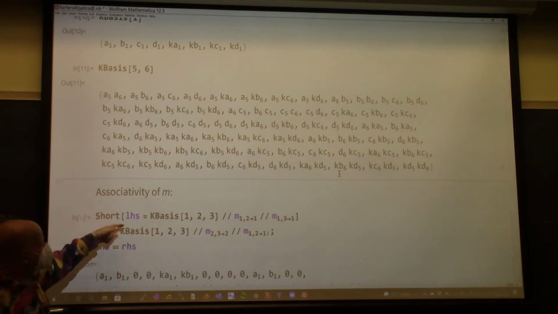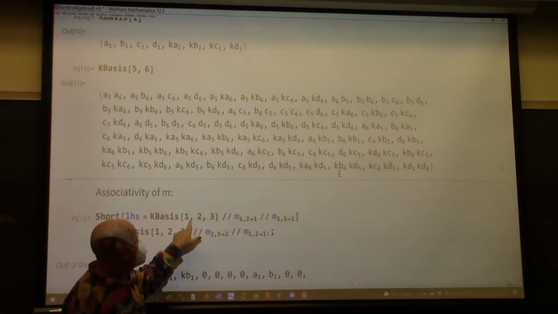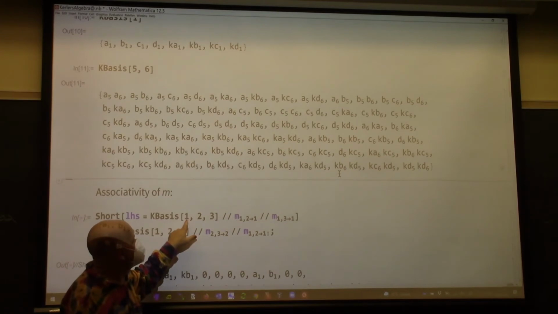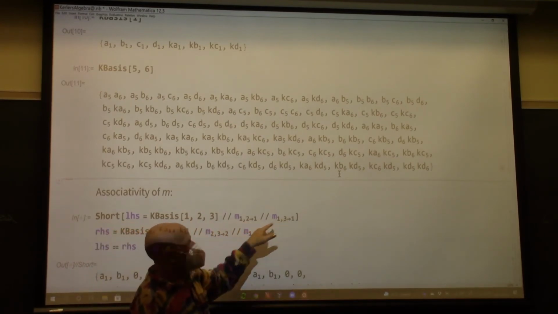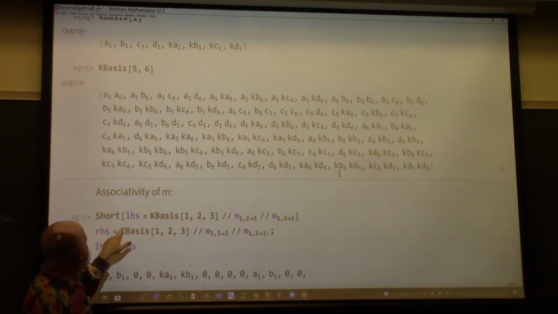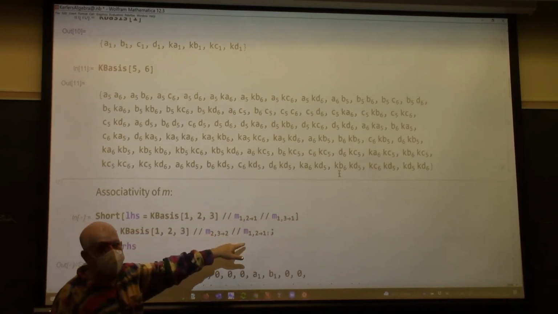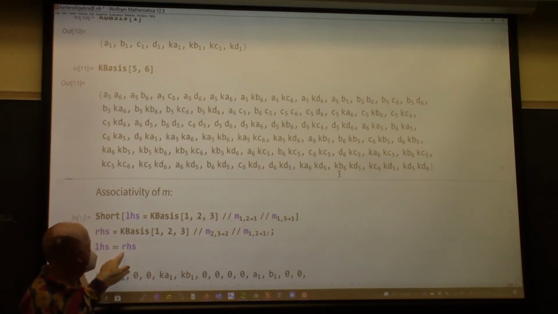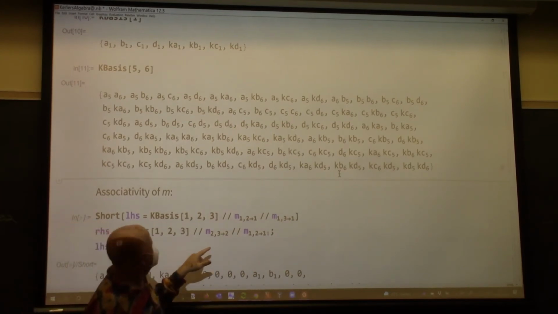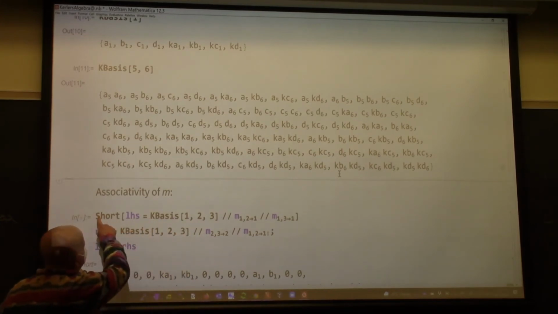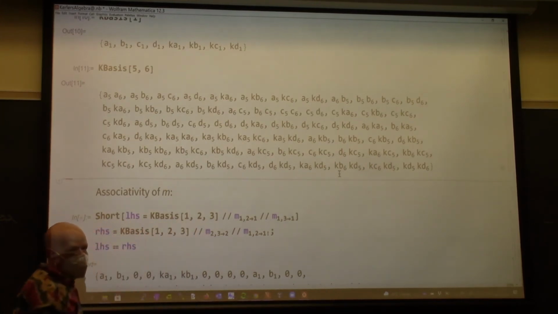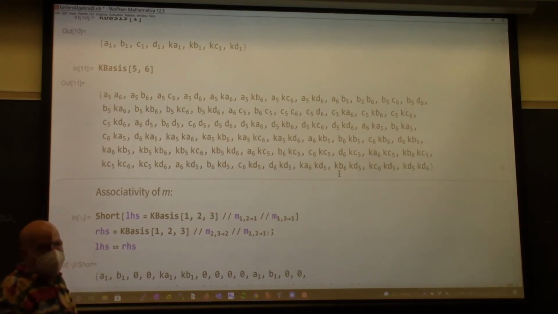So I look at the basis with 3 tensor factors. That's actually pretty big, right? That's 512 elements, 8 cubed. And then I multiply in one order, and this is the left-hand side, and the right-hand side is the same thing multiplied in the other order, and then I compare left-hand side with right-hand side. My syntax was such that I display the first product in short form, because otherwise I'll get 512 things and it will scroll too far.